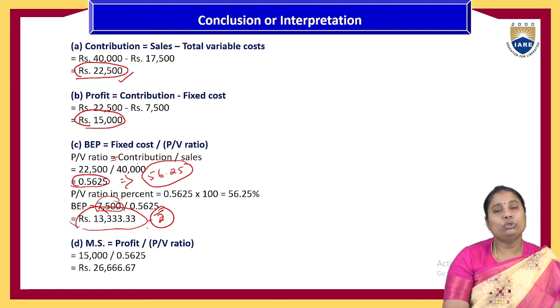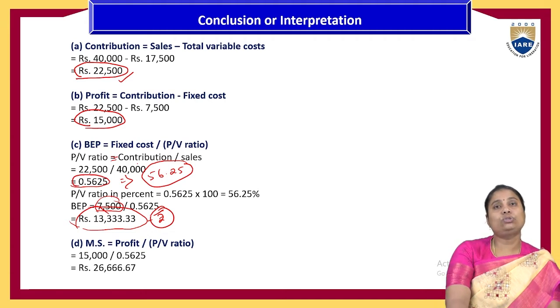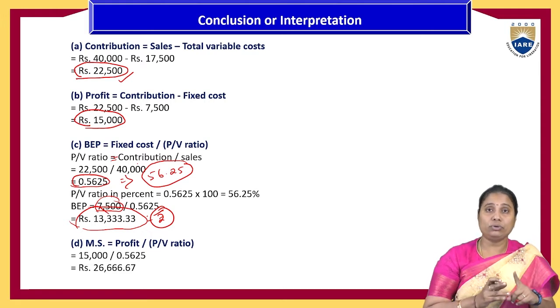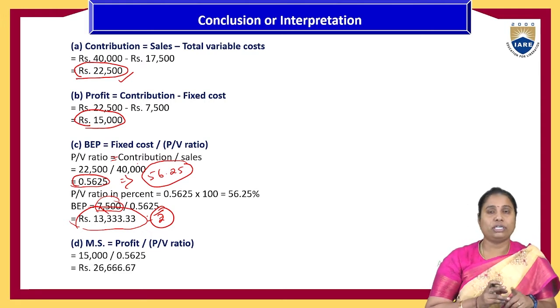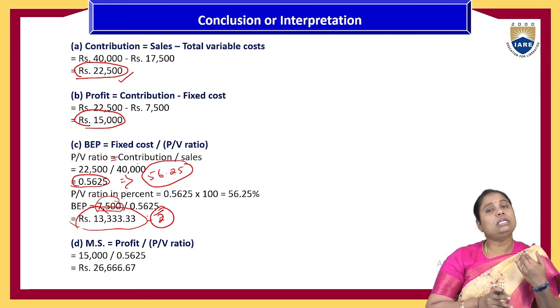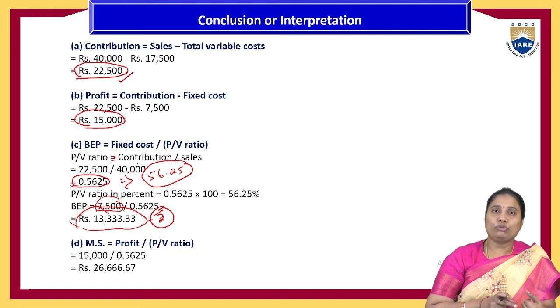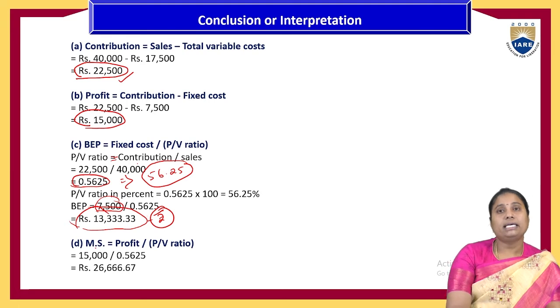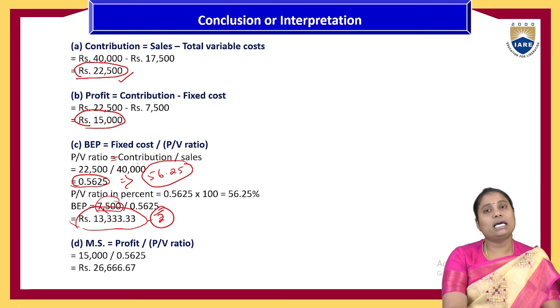Because to calculate in terms of units, we must know the selling price of 1 unit and the variable cost of 1 unit. If they have not given the selling price separately and have given only the total sales in terms of amount, then the BEP will also be in terms of amount. If they have given the selling price separately, then we can easily find the BEP in terms of units. Then the fourth one, they asked us to calculate the margin of safety.